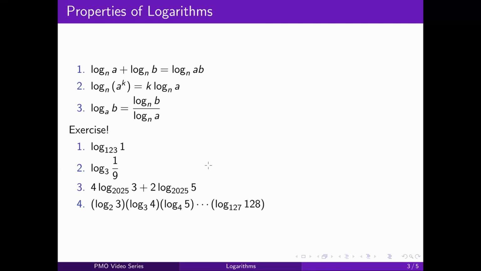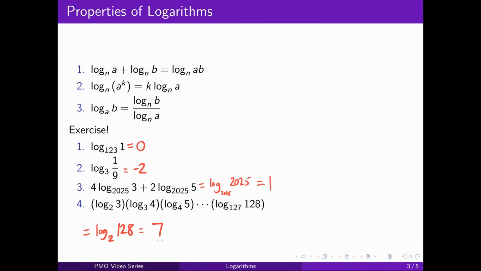We won't explain these anymore, but the answers that you should get for these items are, you should get 0 for number 1. You should get -2 for number 2. And in number 3, if you use the properties, you should get logarithm of 2025 base 2025, which is 1. And for the fourth, if you use property 3, you should simply be able to simplify this into logarithm of 128 base 2, or 7. So these are the answers to these exercises.